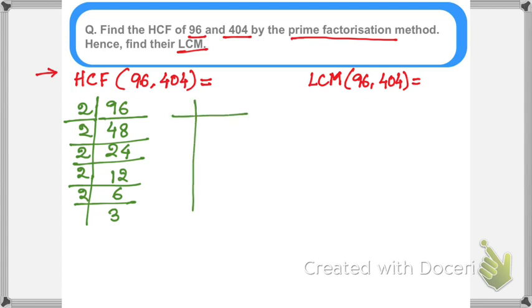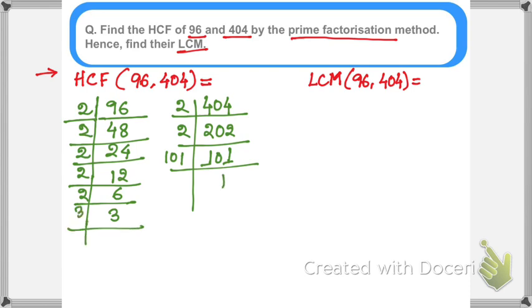Performing the same way for 404, 2 202s are 404, 2 101s are 202. And now this 101 is no more divisible. So you can write it here as 101, 1 101. Here you can write it as 3, 1 3.